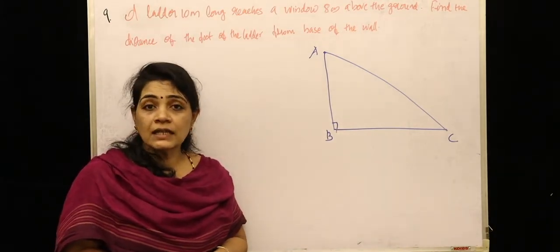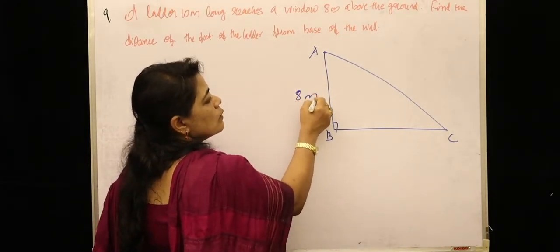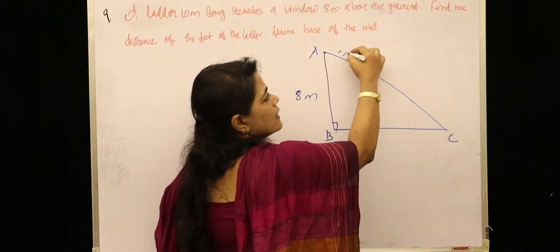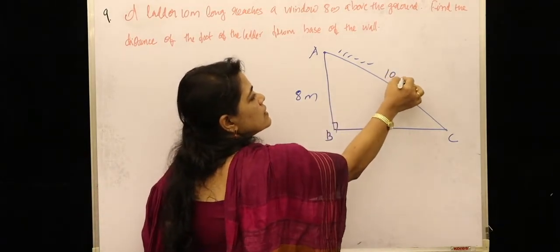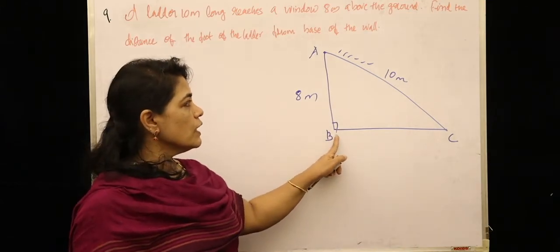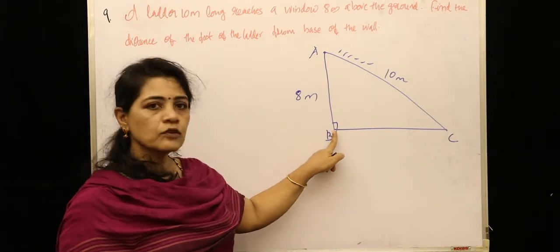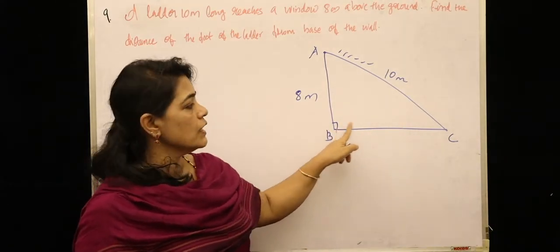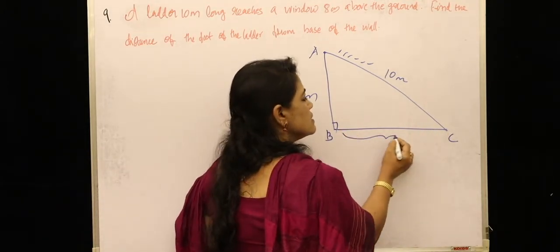Okay, so what is given? Here this window is 8 meter above the ground. And this is the ladder, and the length of the ladder is 10 meter, that is given. And what is asked? The distance of the foot of the ladder, this is the foot of the ladder here, from the base of the wall, from here to here. That is, BC is asked.